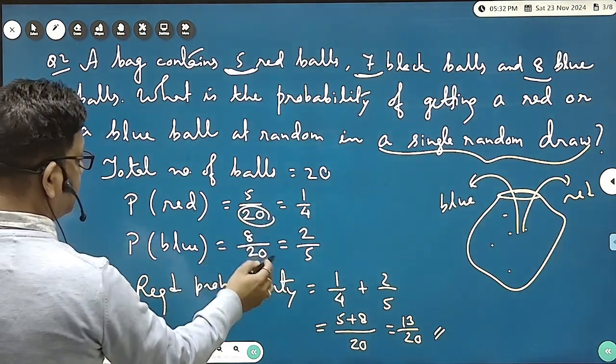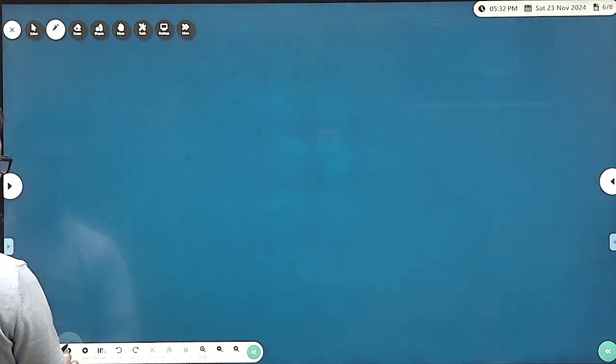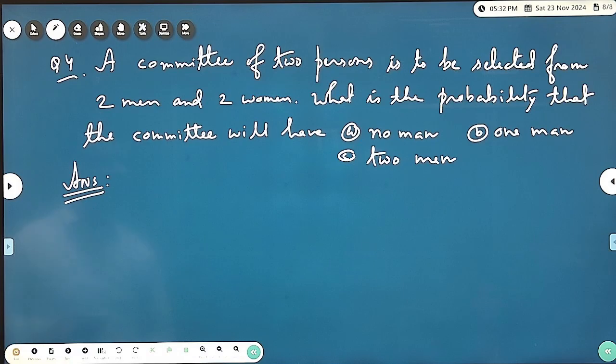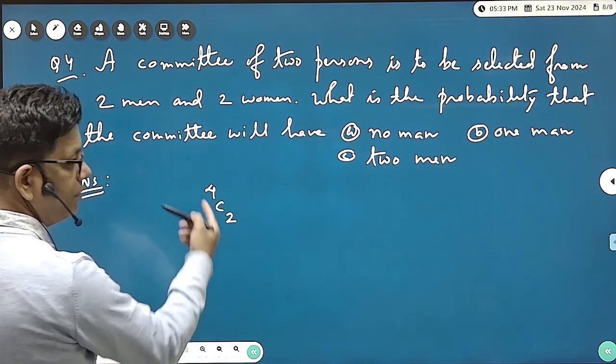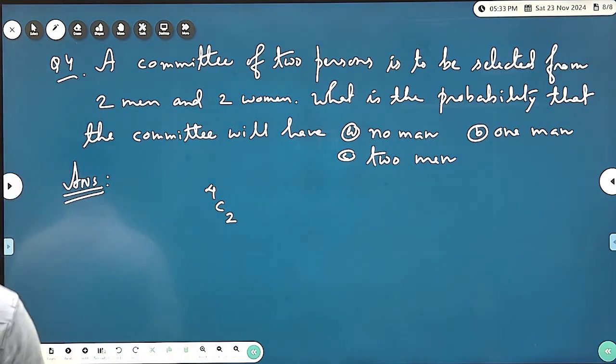So a committee has to be selected. Suppose one is chairperson and another is vice chairperson or secretary, whatever it is, to be selected from 2 men and 2 women. Total how many people are there? 4 people. Out of these 4 people, we have to select how many? Any 2. The selection can be made in this way. I want to take these 2, or I can take you and him, or I can take her and you. In how many ways can two people be selected? Getting my point? Randomly it's pretty difficult to take.